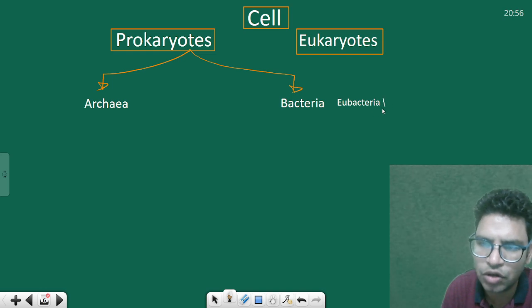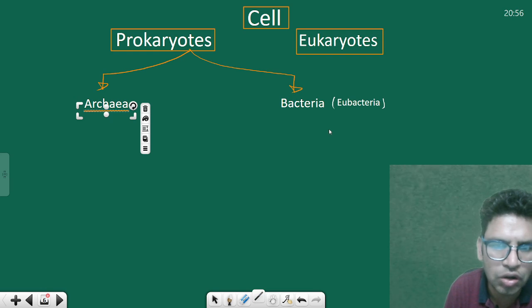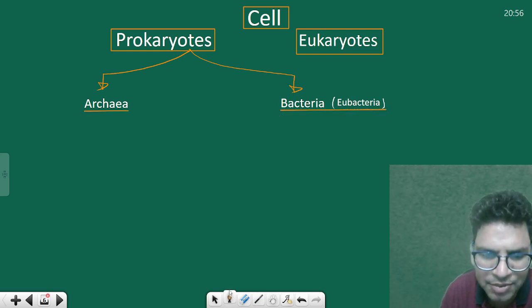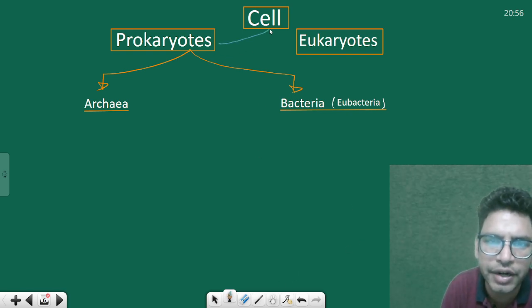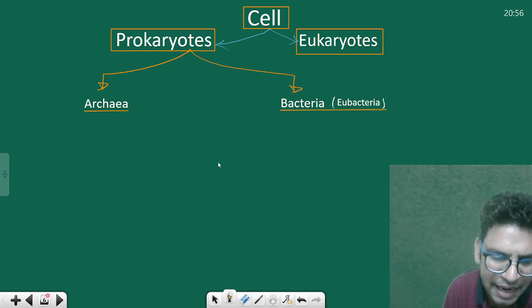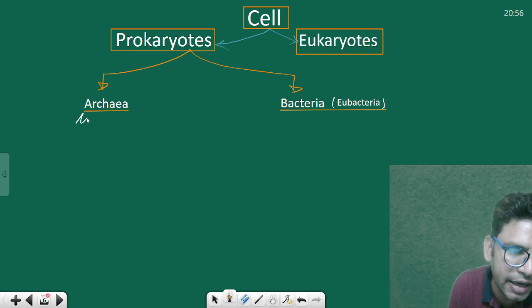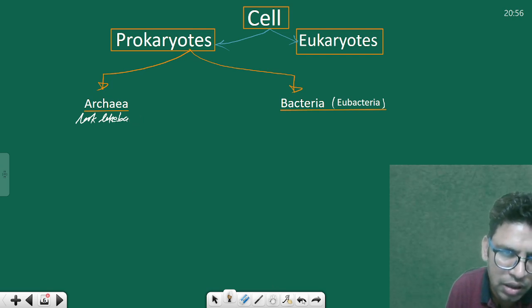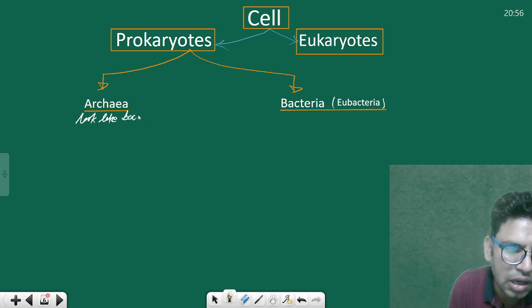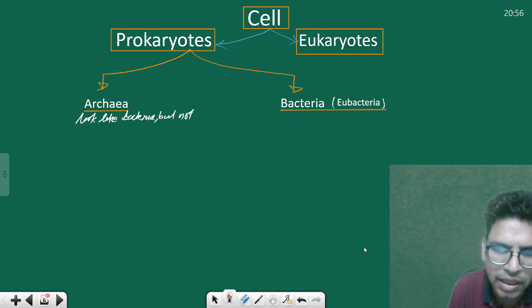Okay, there are two branches. So I hope you are understanding this. The archaea and bacteria have the same kind of difference as there is between prokaryotes and eukaryotes, right? Archaea look like bacteria but are not bacteria. Okay, just remember this thing.